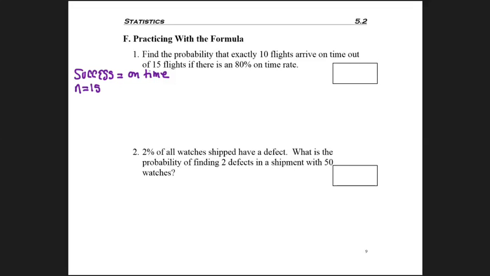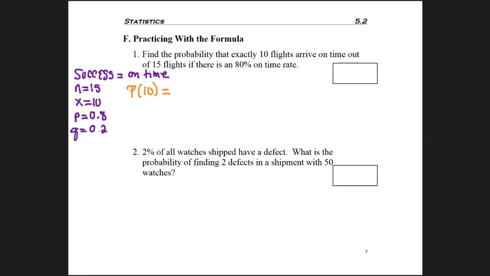X, the number of those items I want to satisfy success. 10. X is 10 flights on time. P, the probability of success, 80%, but remember we'll use the decimal form of 0.8. And so Q is the probability of failure, which is the complement of success. So we're going to get 0.2. 20% of flights are not on time.